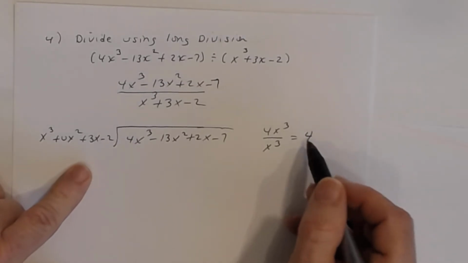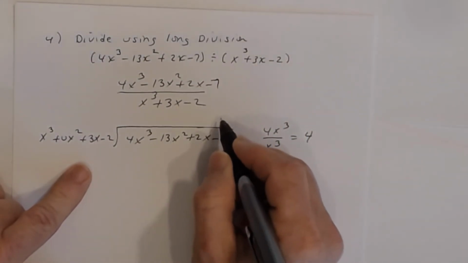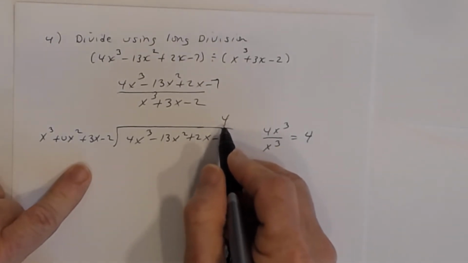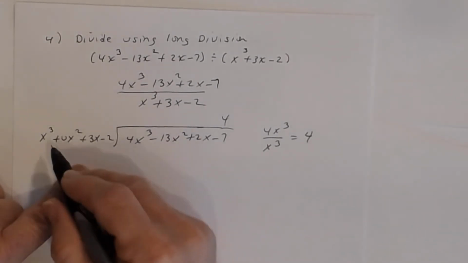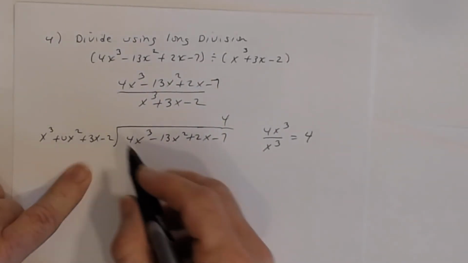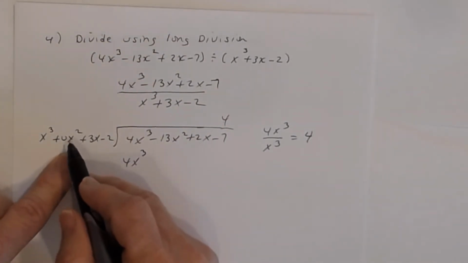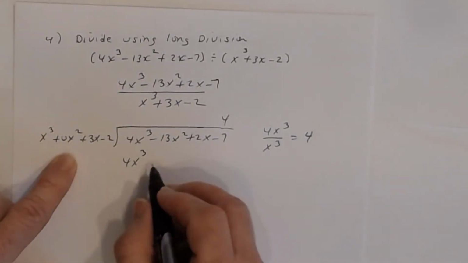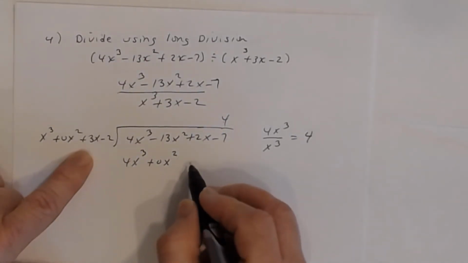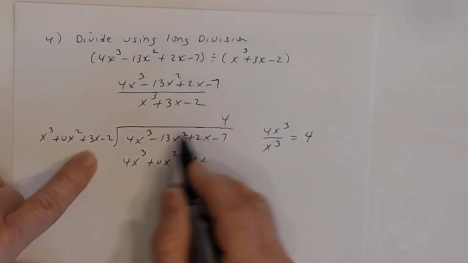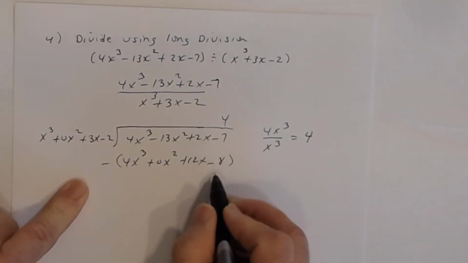Right? It's just 4. So notice right away, I don't get any variables here. That's just 4. So I'm going to put the 4 over the constant, just like this. And then you're going to say 4 times the divisor. 4 times x cubed is 4x cubed. 4 times 0x squared, 4 times 0 is 0, so I get 0x squared. 4 times 3x is 12x. 4 times negative 2 is a negative 8. Then we're going to subtract.